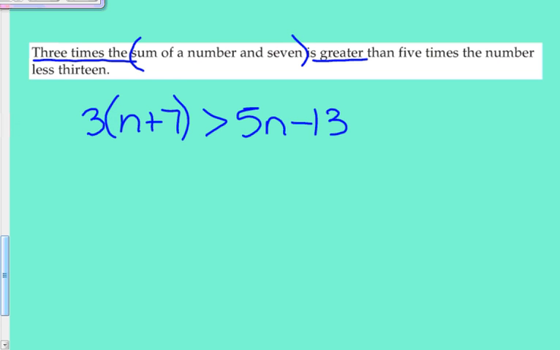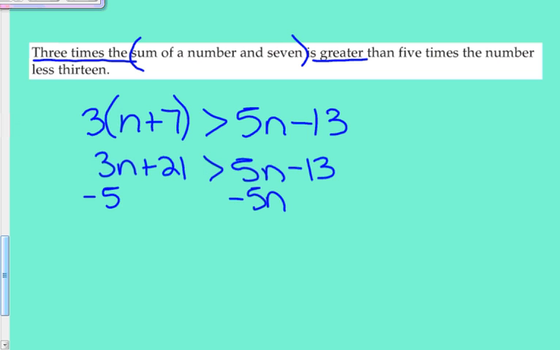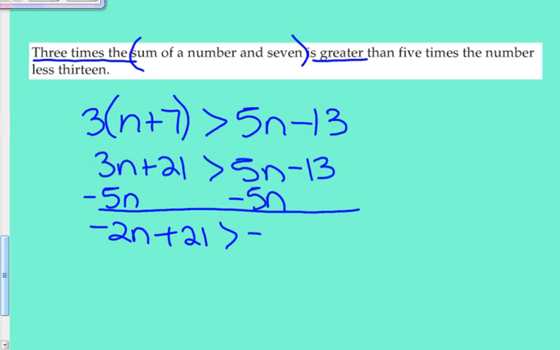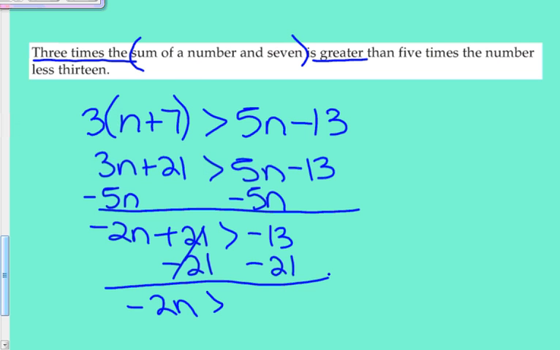We're going to go ahead and solve this one. First, we'll do our distributive property, so we'll get 3n plus 21 greater than 5n minus 13. Start by bringing our n's to the left side, so subtracting 5n. We'll get a negative 2n, and then plus 21 greater than negative 13. Then we'll subtract our 21 on both sides. Those cancel, leaving negative 2n greater than a negative 34.